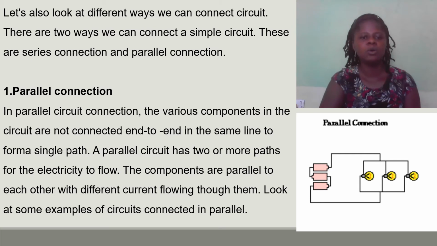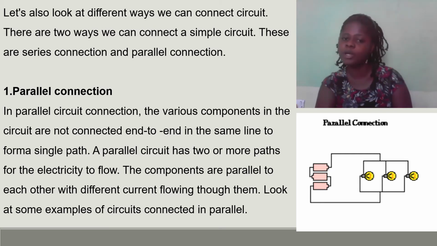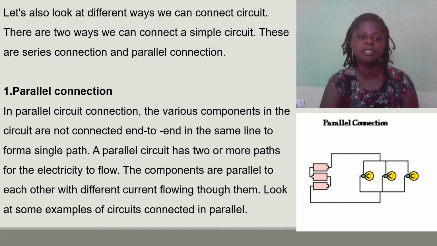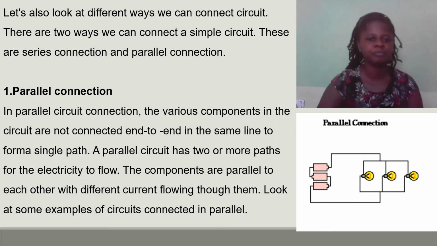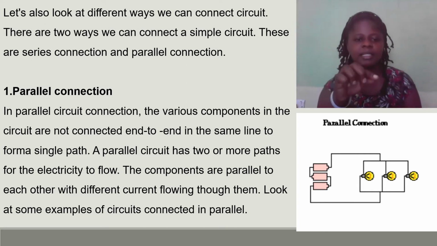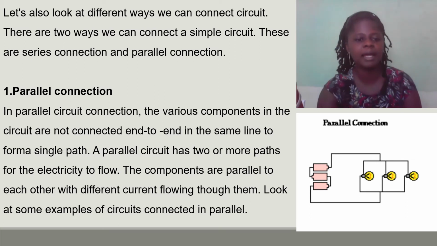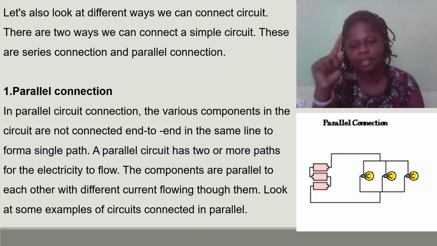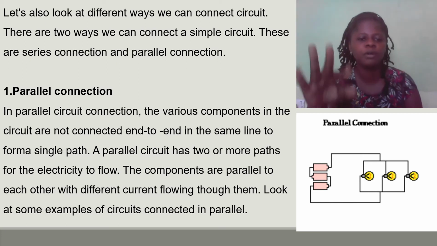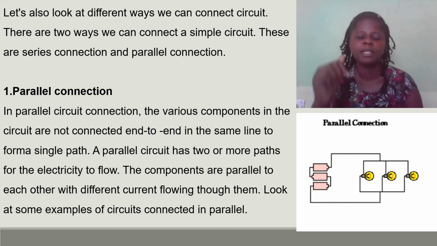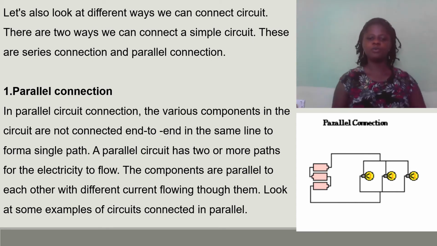Now let's look at the different ways we can connect circuits. There are two ways we can connect a simple circuit. These are series connection and parallel connection. In parallel connection, the various components in the circuit are not connected end to end in the same line to form a single path. A parallel circuit has two or more paths for the flow of electricity. The components are parallel to each other with different currents flowing through them.